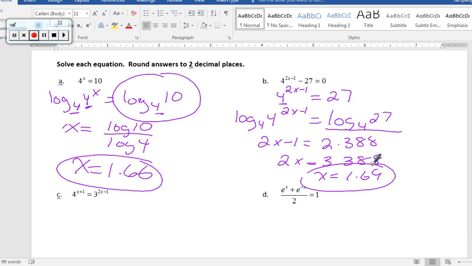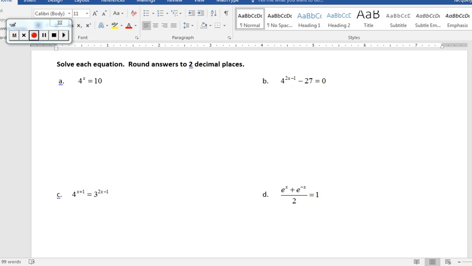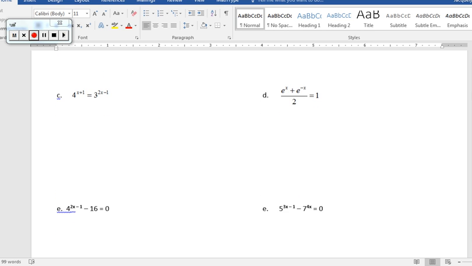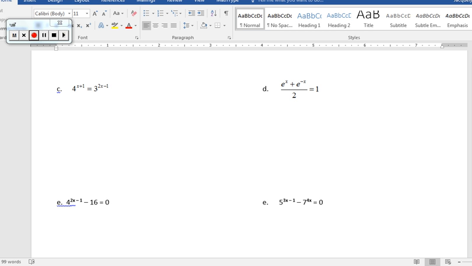Alright, so let's take a look at C. I noticed here that we have exponents on both sides of the equation. And again, we could do anything we want to these equations, so long as what we do to one side we do to the other. Since we have different bases, I'm just going to take natural log of both sides. You could choose to do log base 10. For me, it's just easier to write ln than it is log. So first thing I'm going to do is take the natural log of both sides.